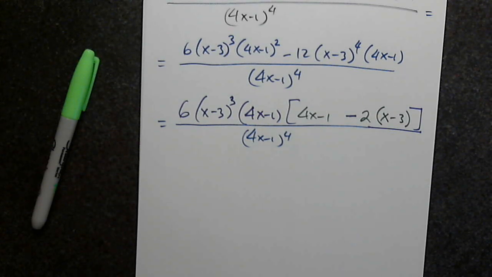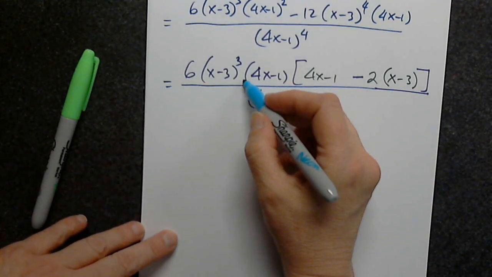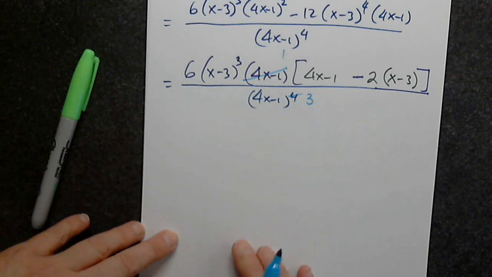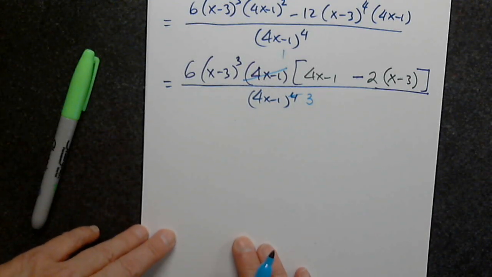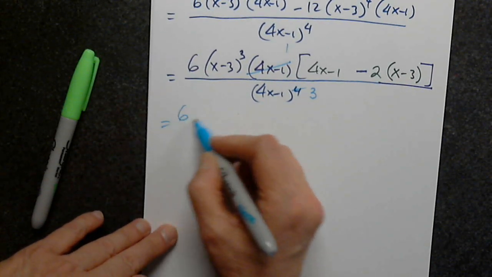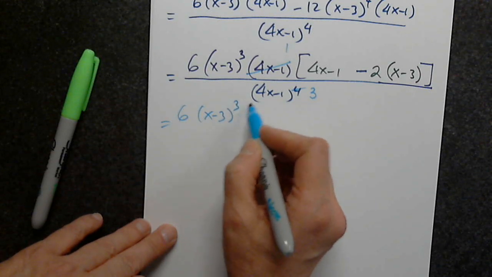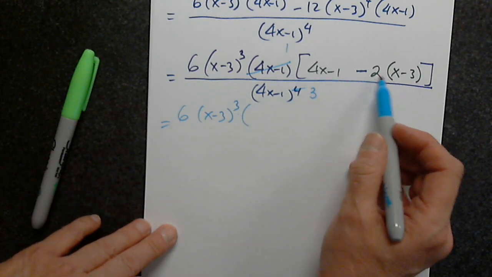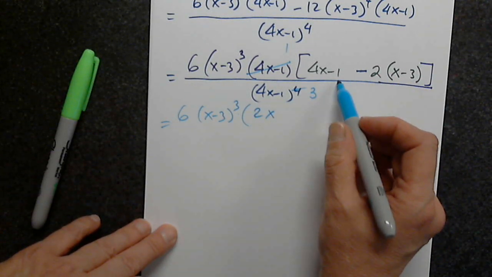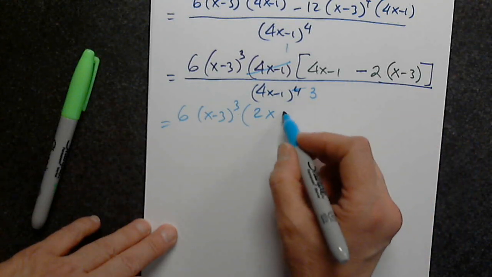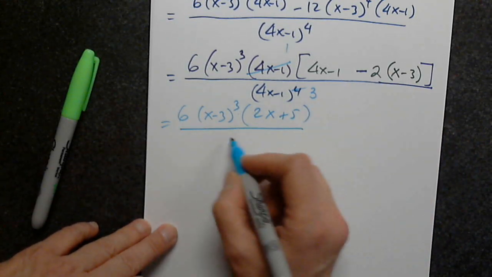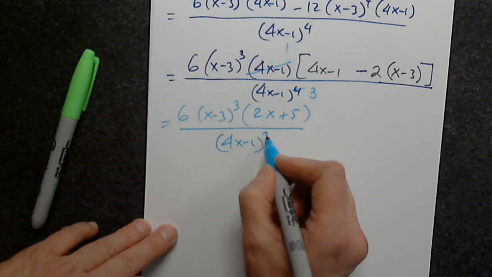Although it looked kind of difficult, it's really not that much. Only now I can do this. Now I'm allowed to, because I'm simplifying factors. So (x minus 3) cubed, and then I have 4x minus 2x, which is 2x, negative 1 plus 6, which is positive 5. And that's it.